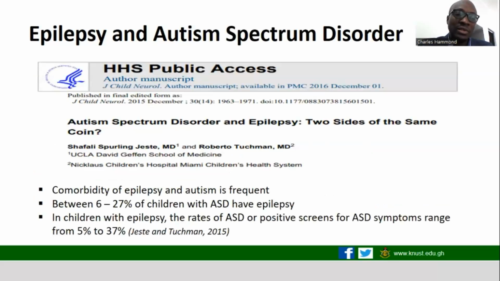The next I would want to highlight is autism spectrum disorder in children with epilepsy. It's probably one of the most studied topics, or most reported on in the literature. I want to highlight this paper, which looks at epilepsy and autism spectrum disorder as two sides of the same coin. In this paper, the highlights are that comorbidity of epilepsy and autism is frequent, and that between 6 to 27% of children with ASD or autism also have epilepsy. And in children with epilepsy, the rate of ASD or positive screen for ASD symptoms ranges from 5 to 37%. That is quite high.